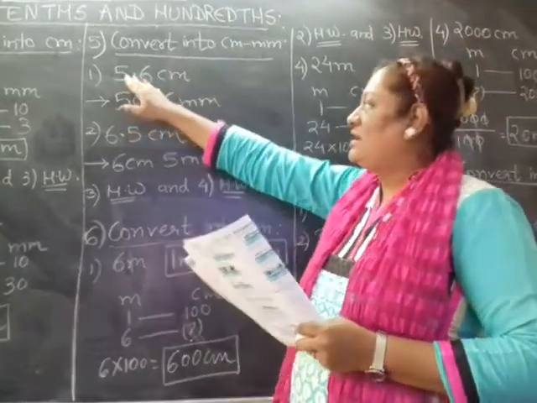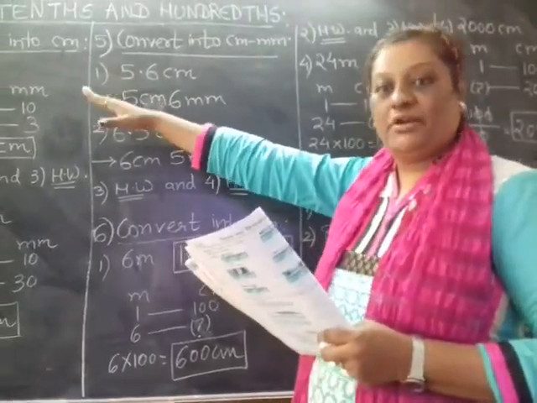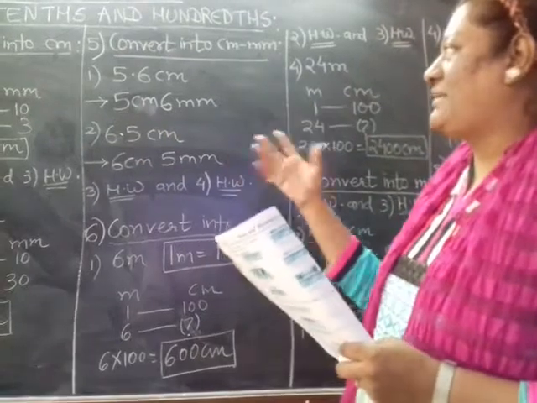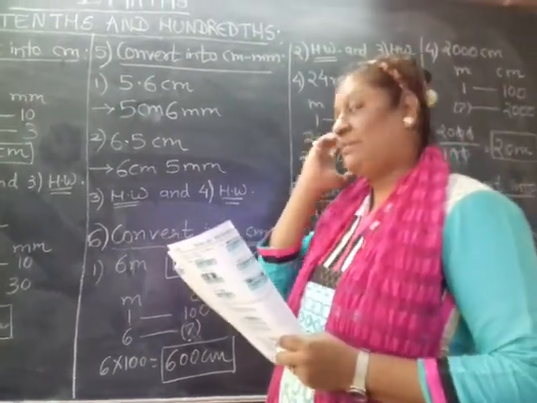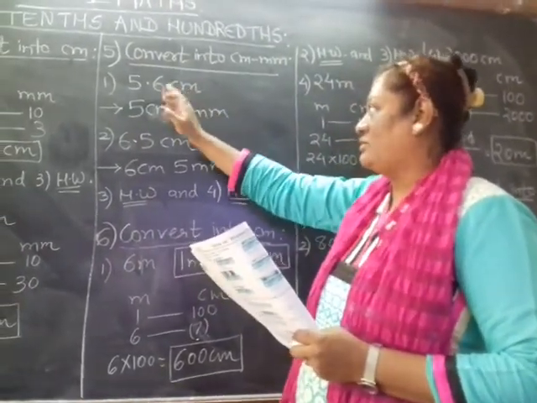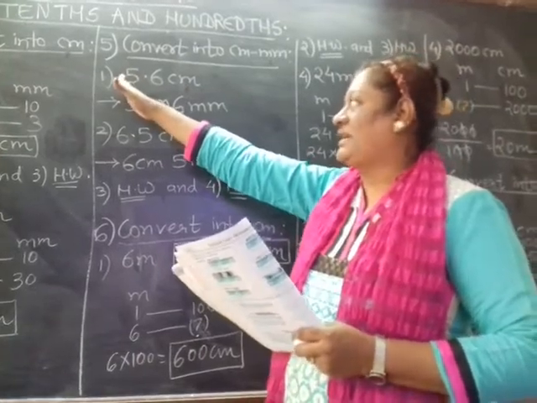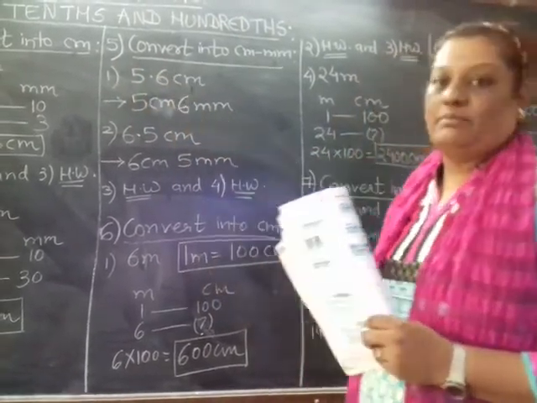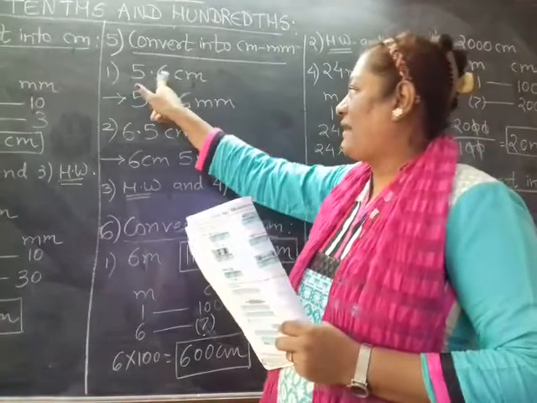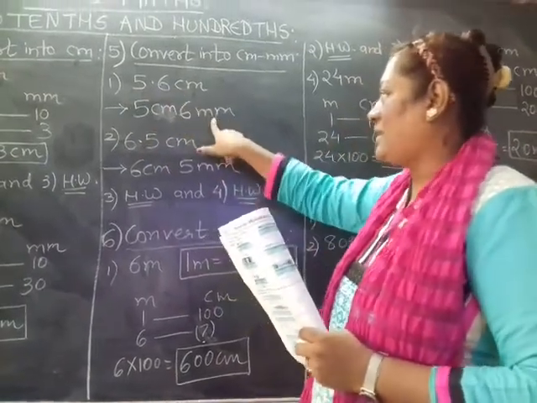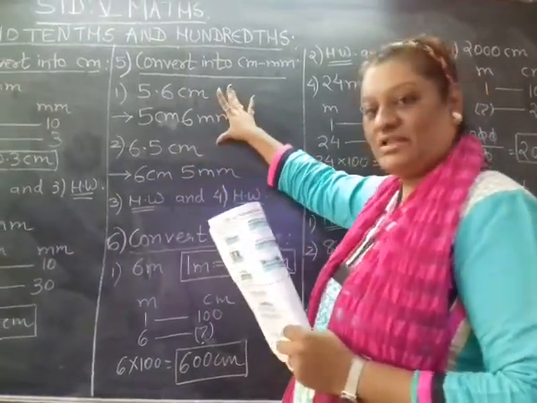It's very easy. Before the decimal, there will be a bigger unit. Now you know in cm and mm, that is centimeter and millimeter, centimeter is bigger. So before the decimal, the number will be centimeter, and after the decimal, the number will be millimeter. So 5 will be centimeter and 6 will be millimeter. That's all you have to do.